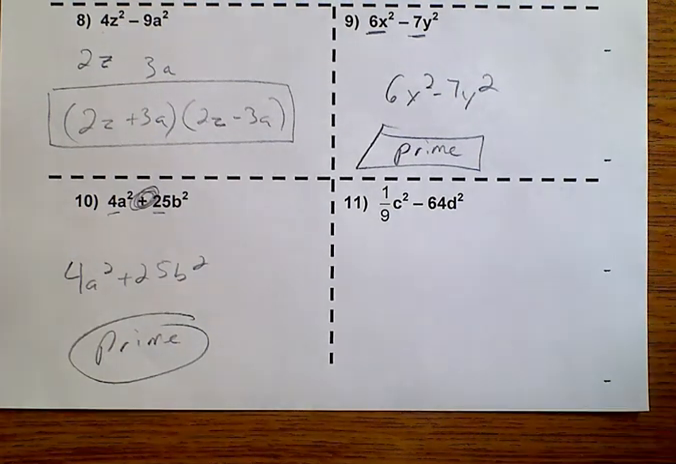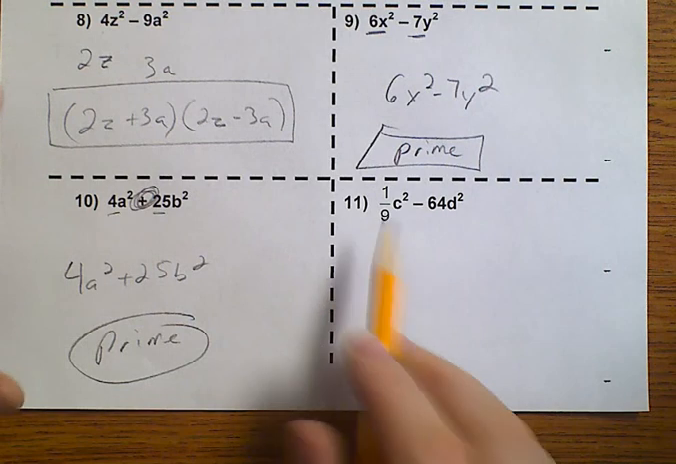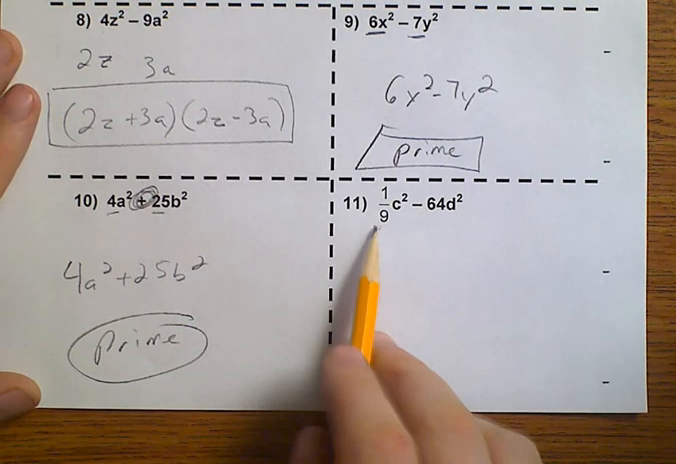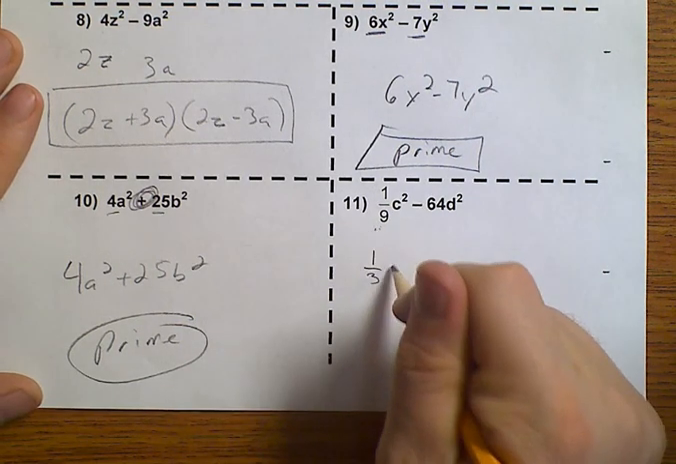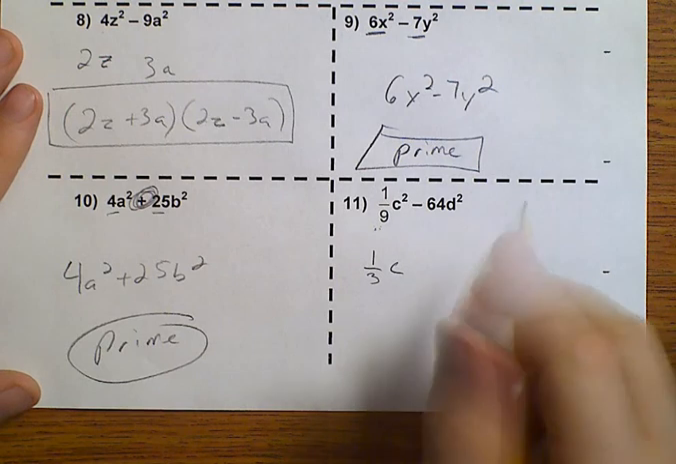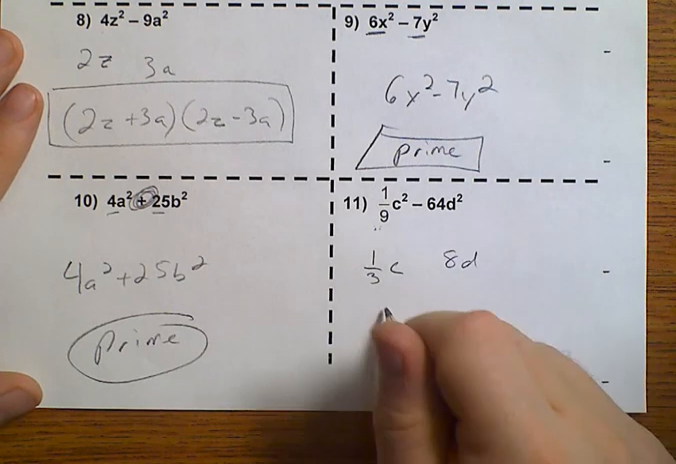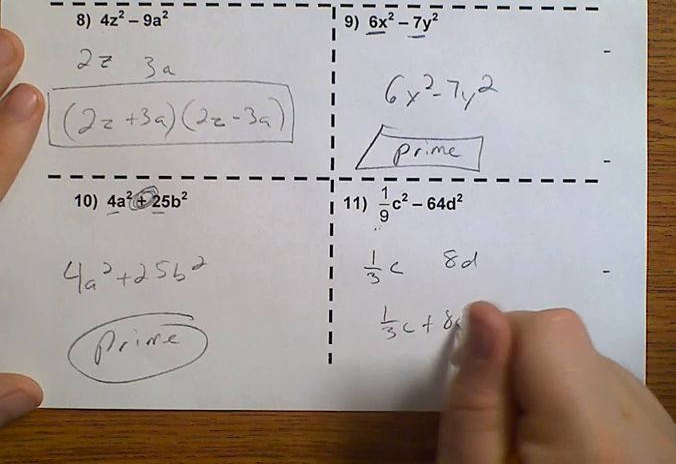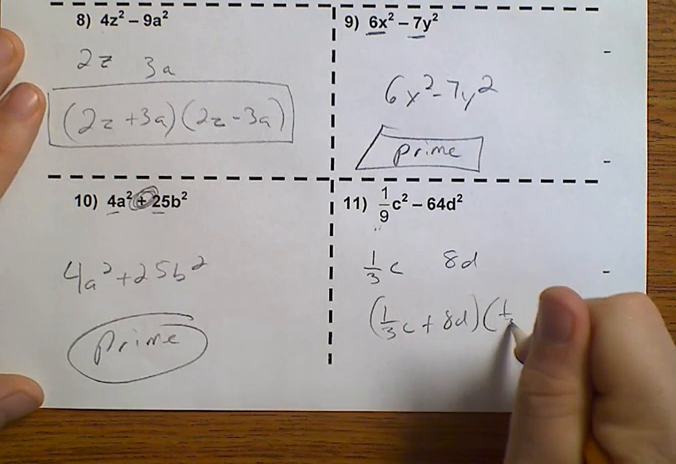And now for our last example, number 11. 1/9 actually is a perfect square. That would be 1/3 c. 64 would be 8d. And so it's 1/3 c plus 8d and 1/3 c minus 8d.